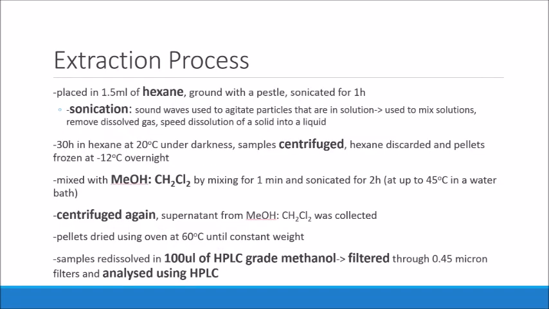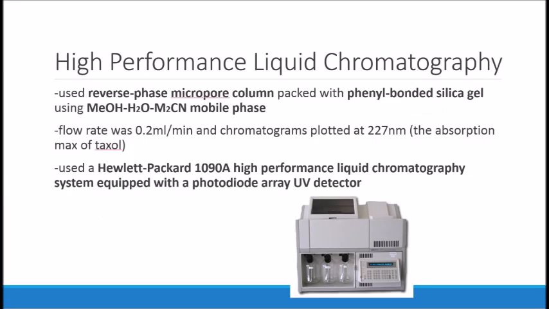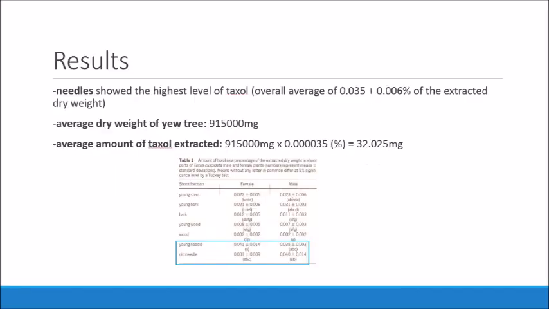The extraction process uses 2 liquids, which are then sonicated, centrifuged, and then placed into a high performance liquid chromatography machine. The results show that the needle had the highest level of taxol extraction, and to calculate the average amount of taxol extracted, we assume that the average dry weight of a yew tree was 915,000 milligrams, which from this calculation we can see that the average amount was 32 milligrams of taxol.